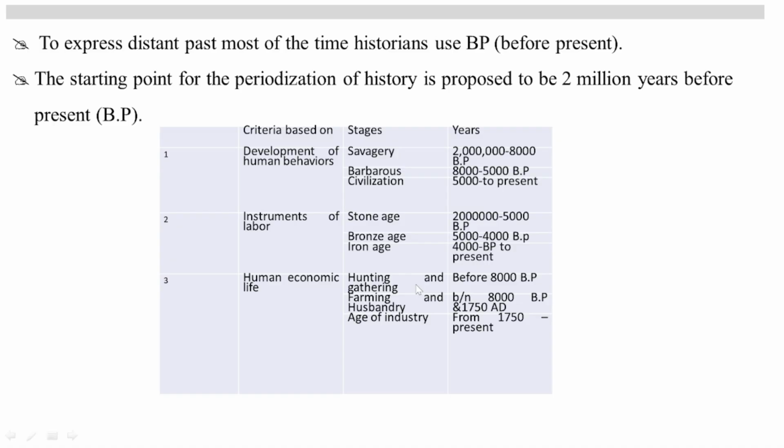One, hunting and gathering. The second one, farming and animal husbandry. The third one, age of industry.